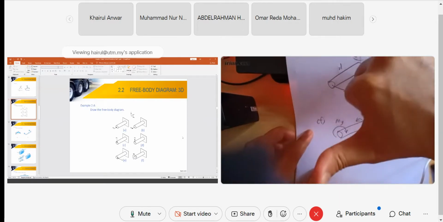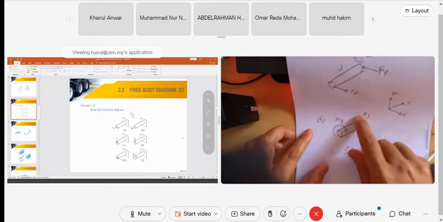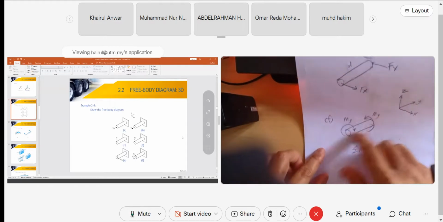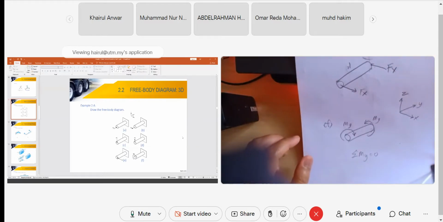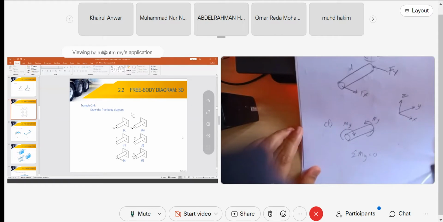Clear? Abdullah, clear or not? That's why, because we don't have FY, FZ, we don't have. We only have external moment, so this is a pure moment, a pure twist of this rod. No axial force, no vertical force, or any FX force. Okay.